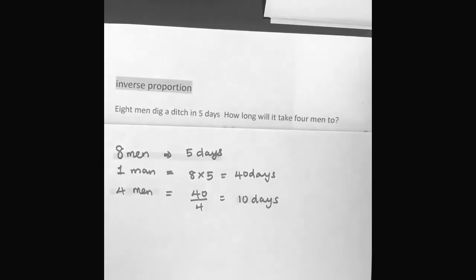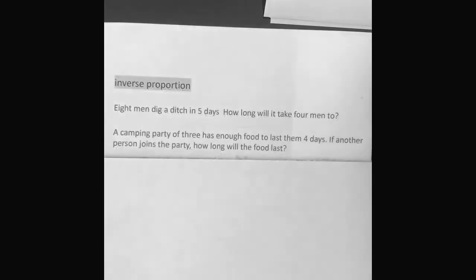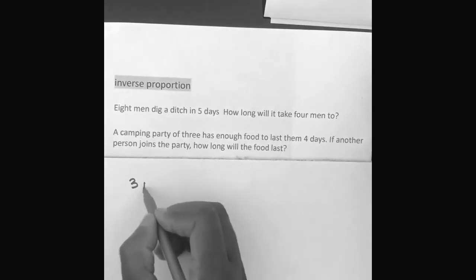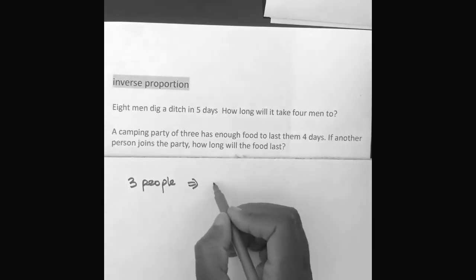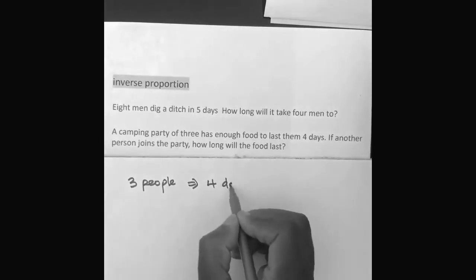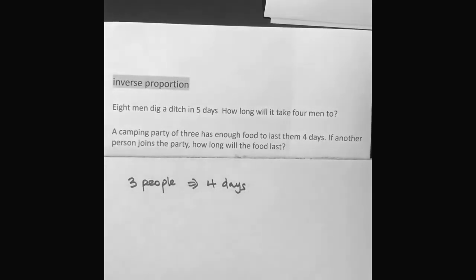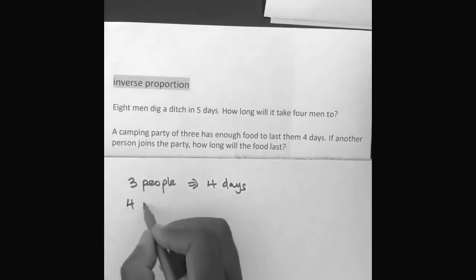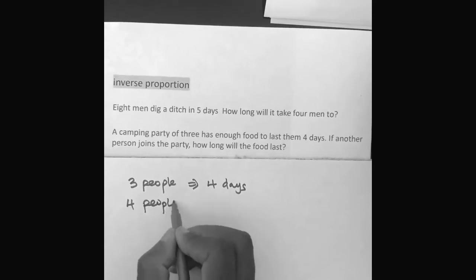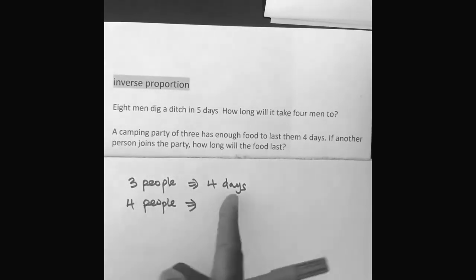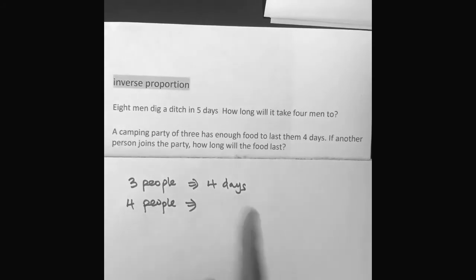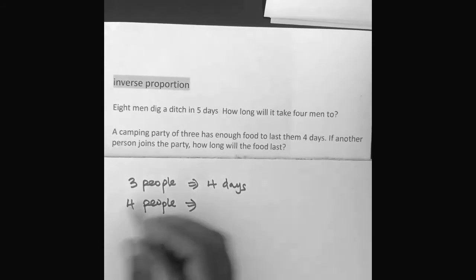Let's look at the last example before we finish off this lesson. It says a camping party of 3 has enough food to last them 4 days. So 3 people have enough food to last them for 4 days. If another person joins the party, that's 4 people, how long will the food last? It takes 3 people 4 days to eat the food. How long will it take 4 people? That's what you want to find out.